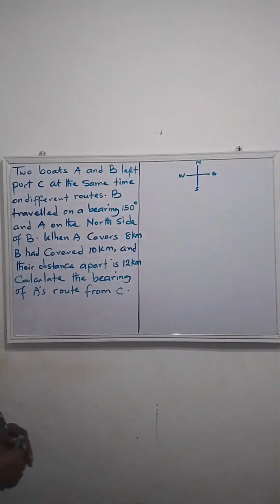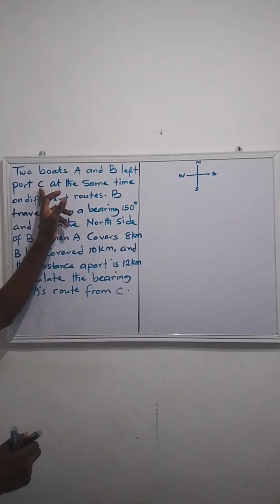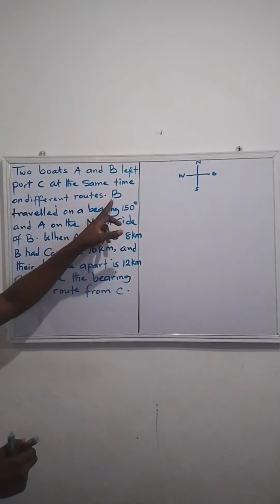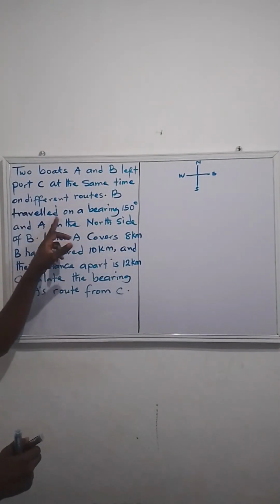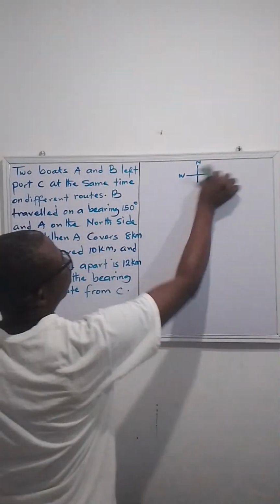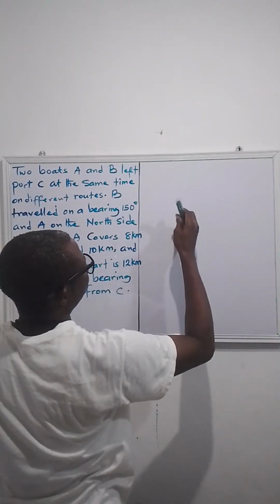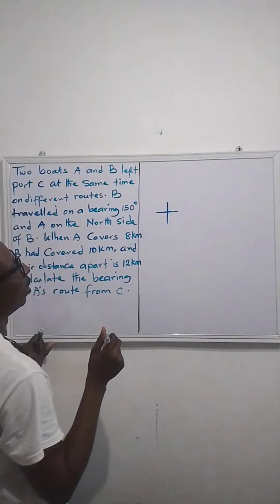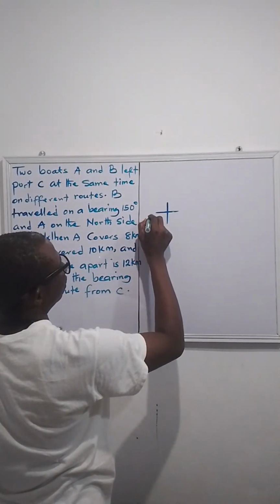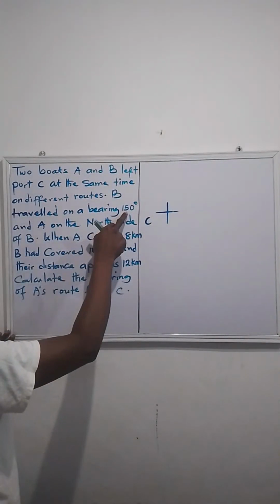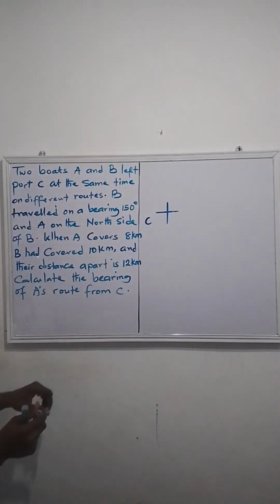So the question says two boats A and B leave port C at the same time on different routes. Now, B travels on a bearing of 150. Let's move this port C down a little bit. These are port C. Now, A travels on this bearing. What is the bearing?